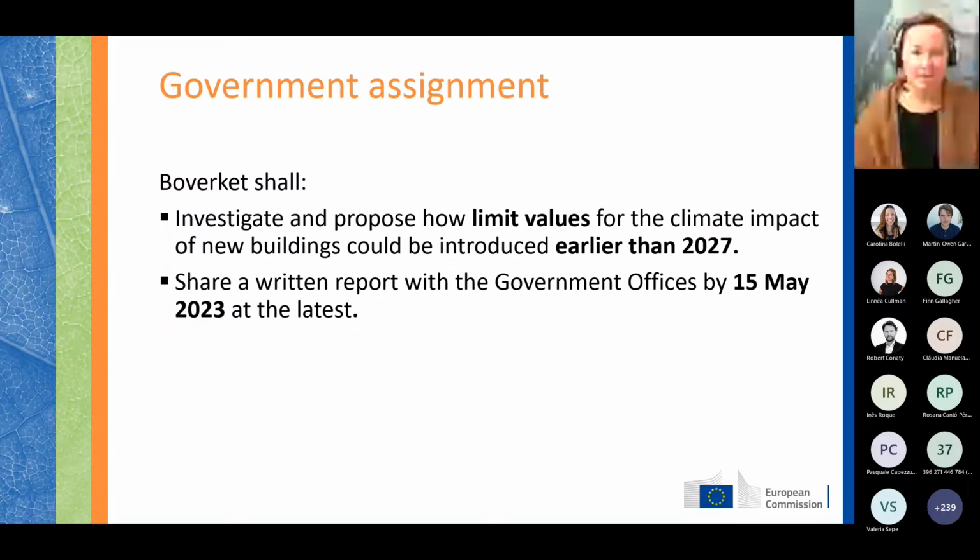So in March this year, we got a new government assignment. We should investigate and propose legislation on limit values to be introduced earlier than 27. So we will give a report with legislation in May next year to the government. So this is what we're currently looking at. Next slide, please.